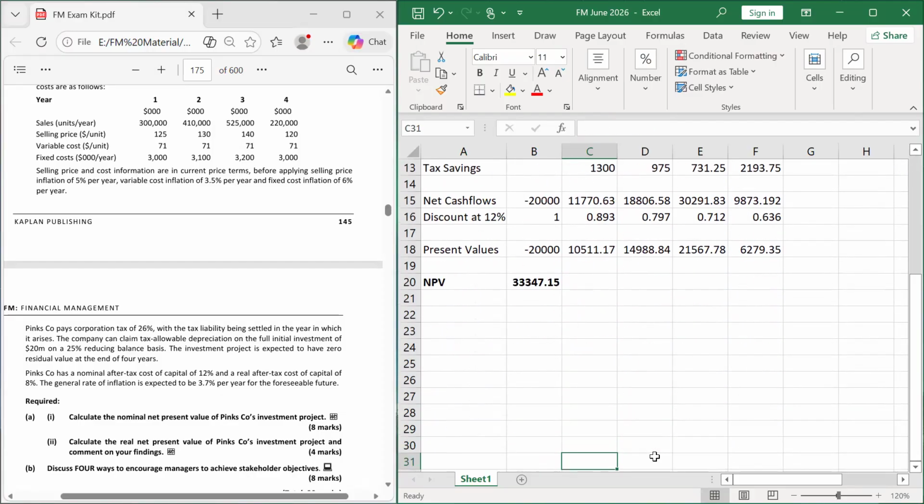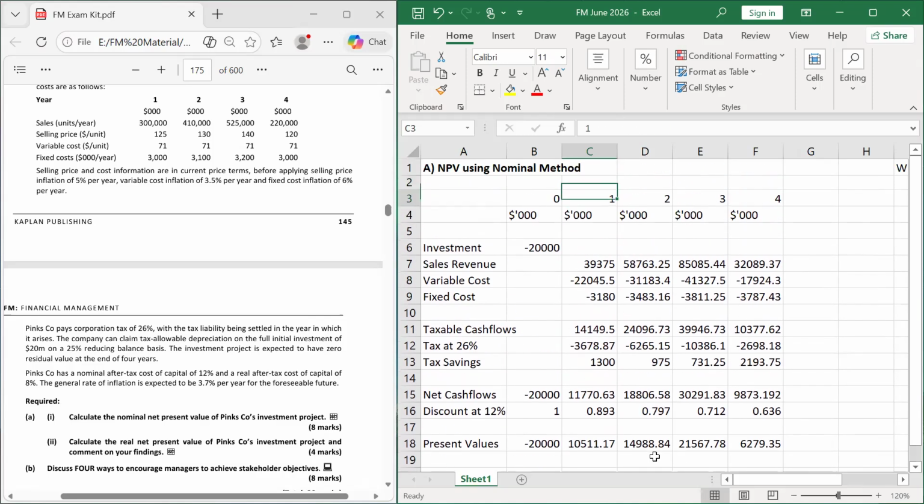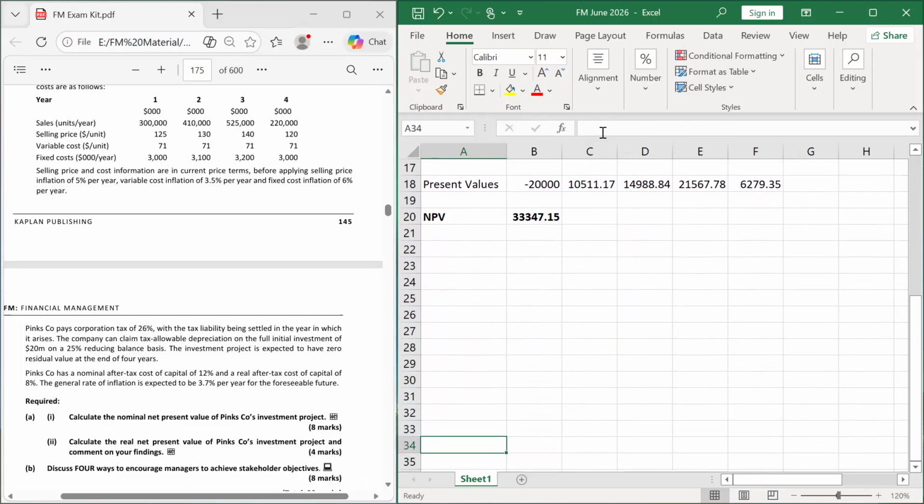Now let's move on to calculate the NPV using the real method. Okay, so NPV using the real method. So that was the second part. So wait a second. It's requirement A, and then onwards from requirement A, it's part 1. Requirement A, it was part one, and now for requirement A part two, let's do that. NPV using a real method.